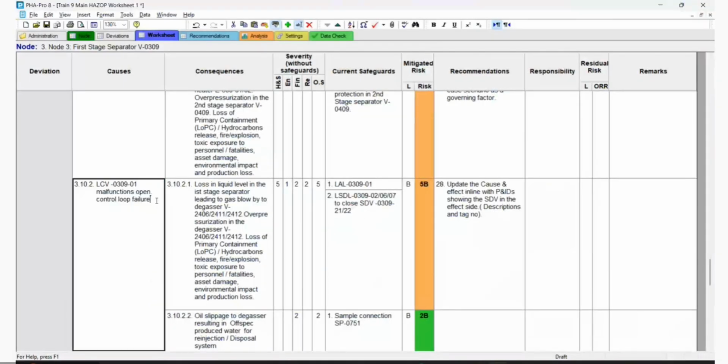So what is that cause? Only one cause. What is that cause? Yes, LCB 30901 malfunction full open. Okay, so this will create low level in the vessel. This previous one, right?